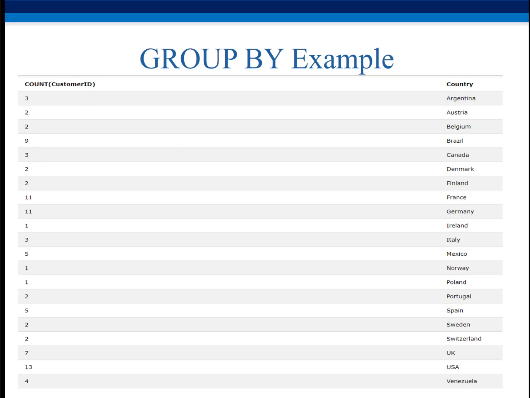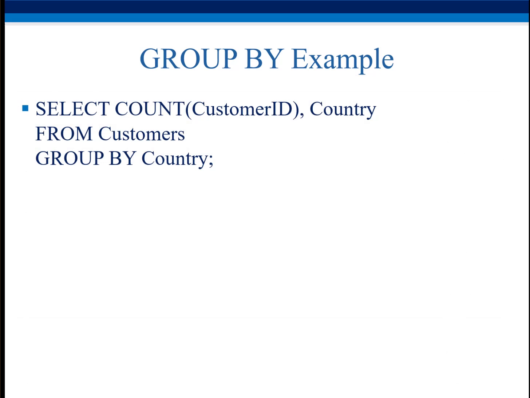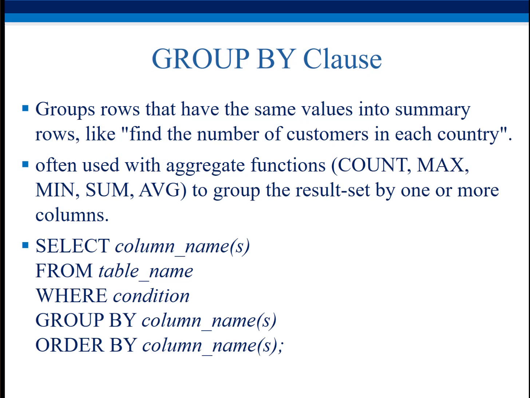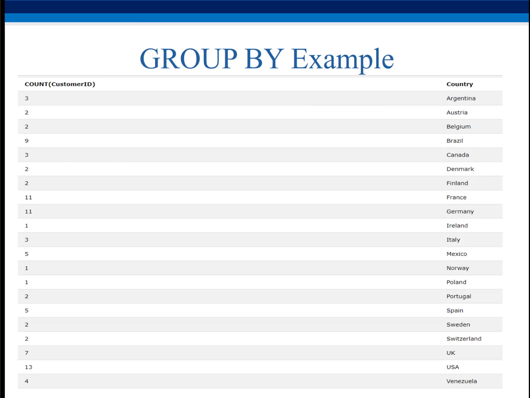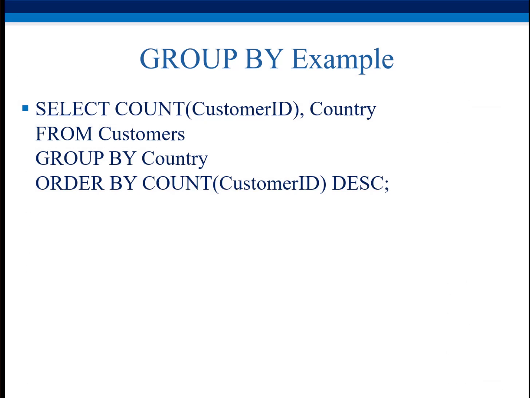It looks like USA has 13 coming in. Germany and Ireland are going to be 11. Now let's go back and see if we ordered anything. Okay. If we ordered everything, it would have a specific order. This happens to be in alphabetical order as it is.